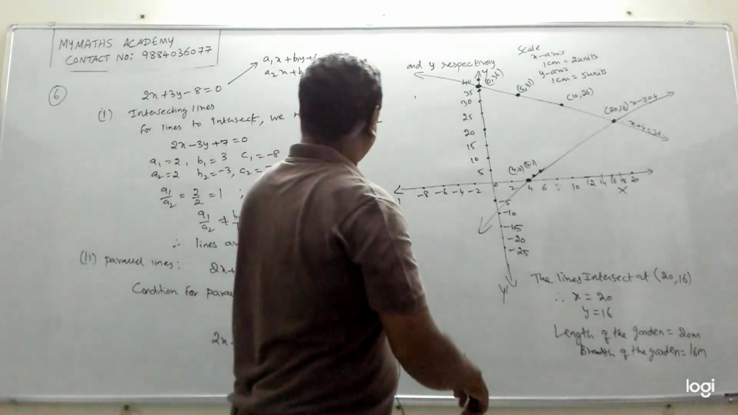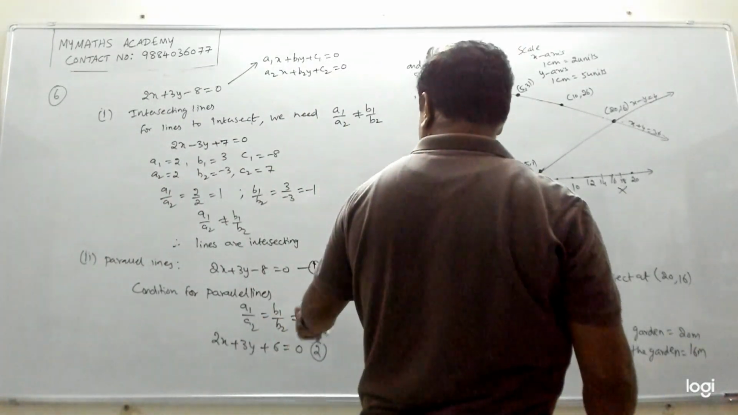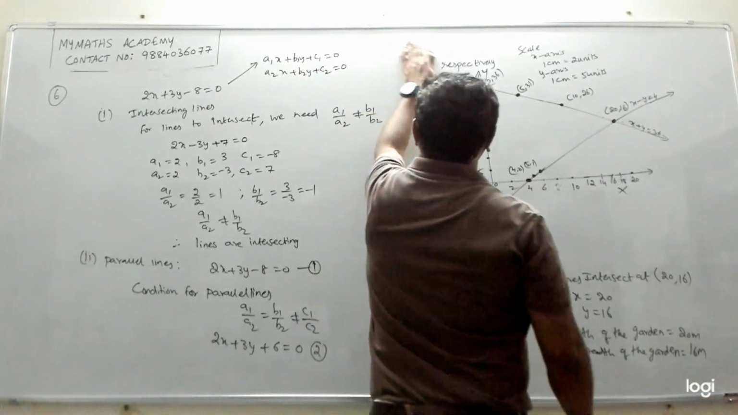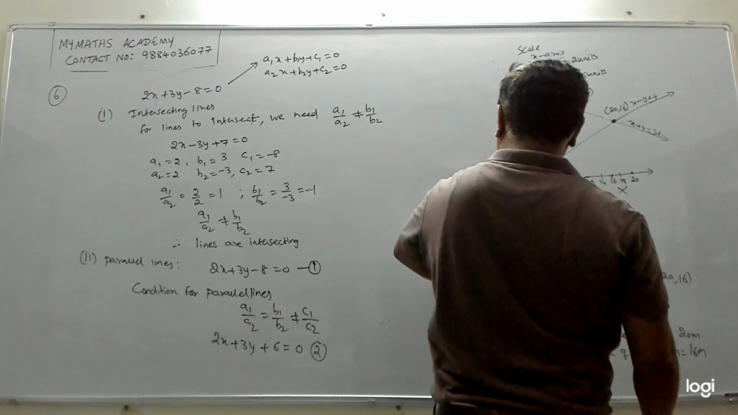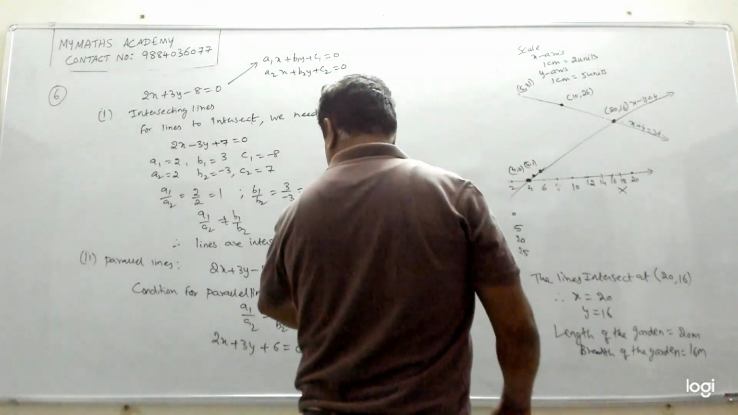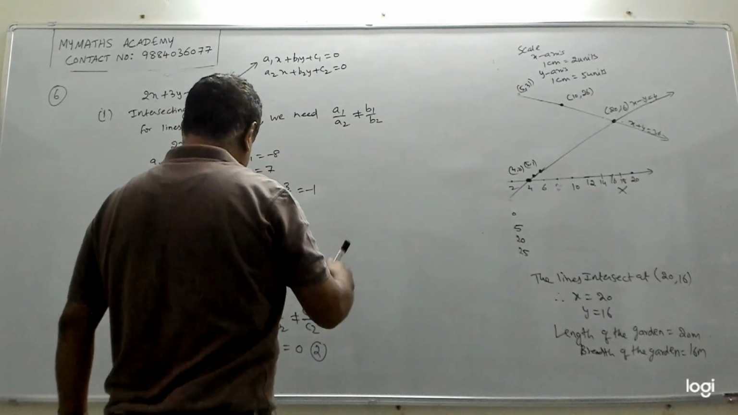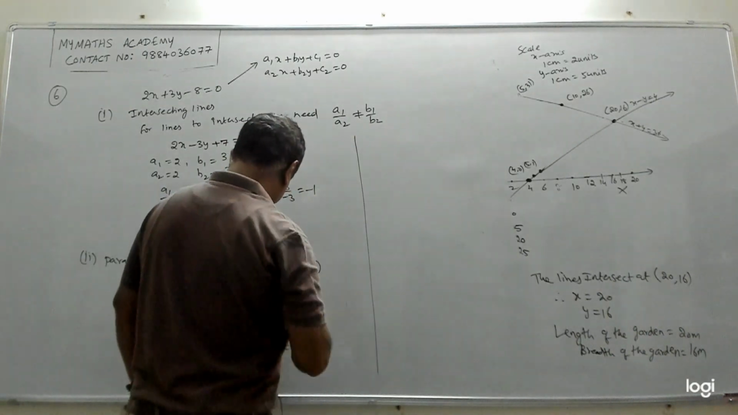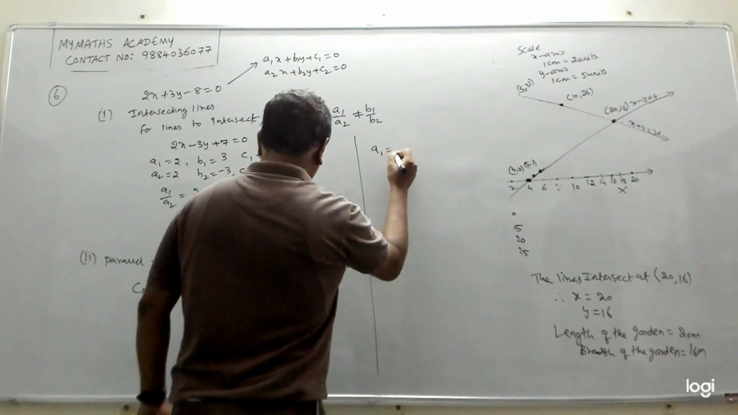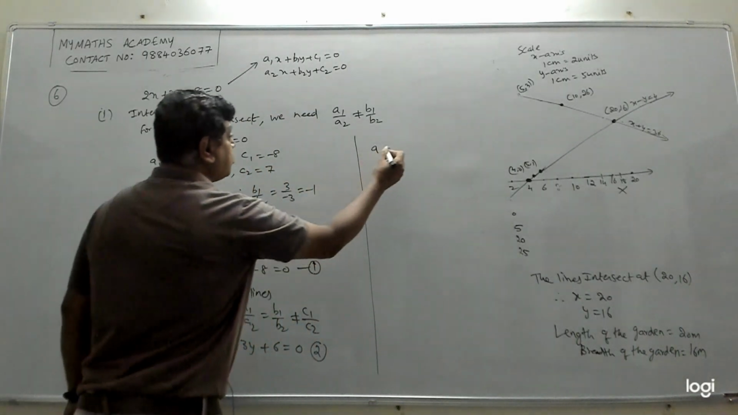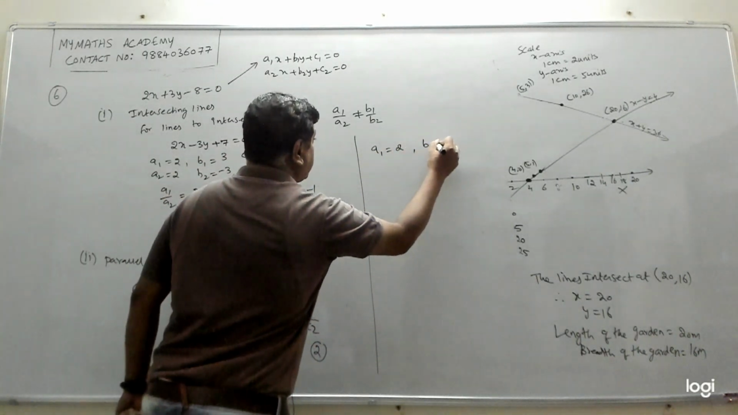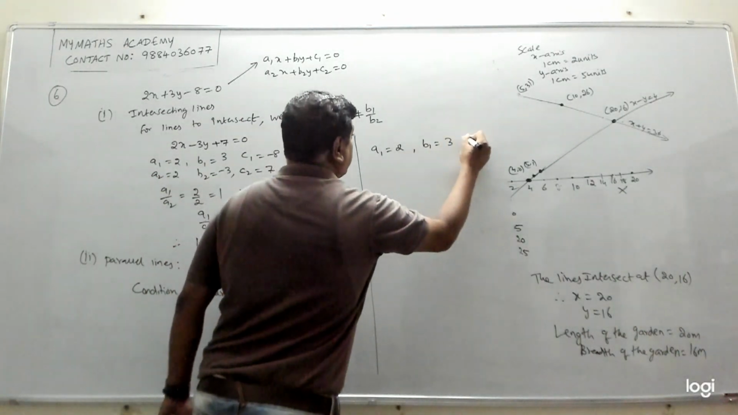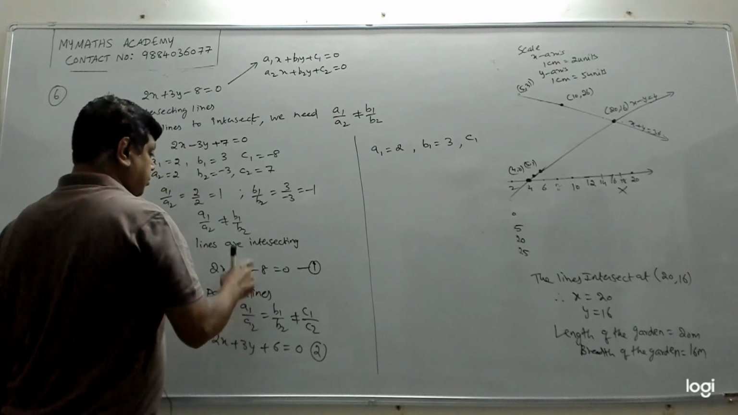You get the case of parallel lines because of this condition: a1 by a2 equal to b1 by b2, not equal to c1 by c2. So we will check that now. How do we check that? In this problem, what is a1? A1 is 2. What is b1? B1 is the coefficient of y in the first equation, which is 3. What is c1? C1 is minus 8.